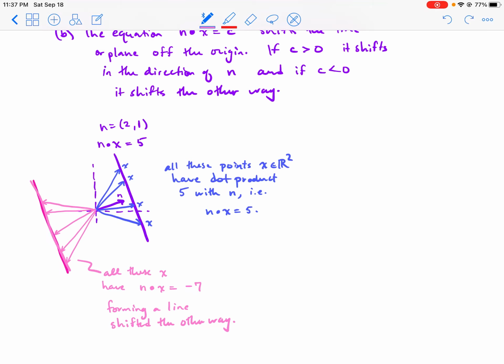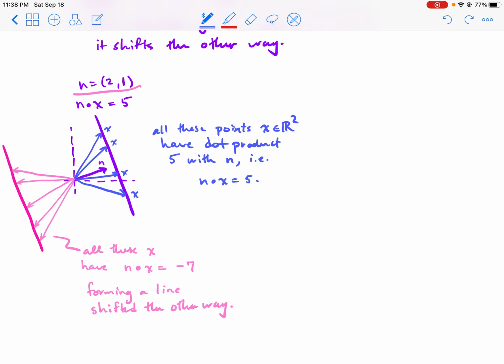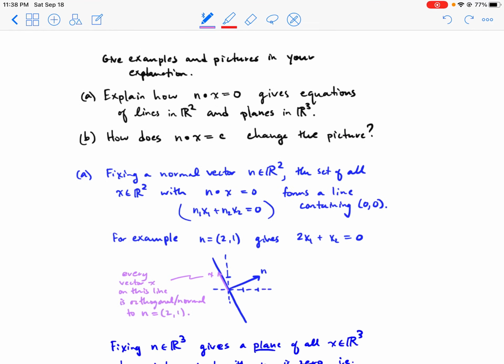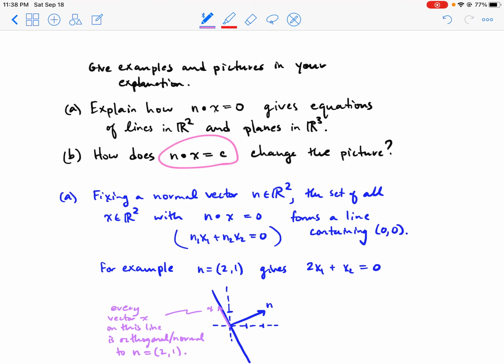Now this picture has a second piece, namely this other pink line. It has the same normal vector, so the tilt, the slope of the line, is the same, determined by this normal vector. All these pink arrows are the x's that have n dot x equals -7. The point is that it shifted the other way. It shifts the line off the origin in one of the two directions. Okay, and that's it. That explained how putting a right-hand side changes the picture.